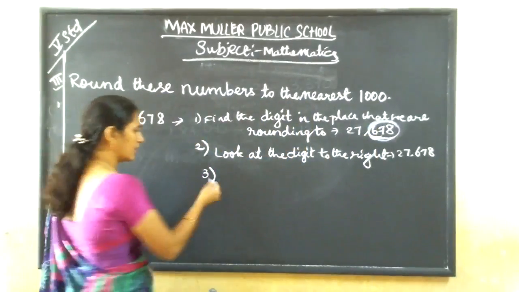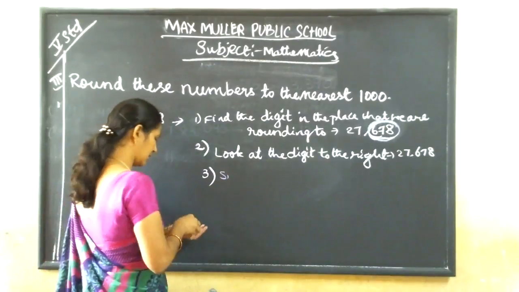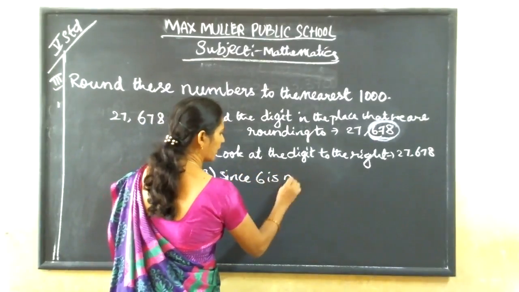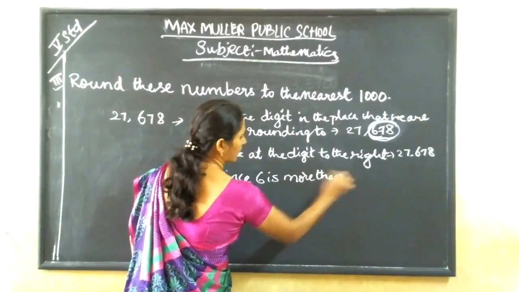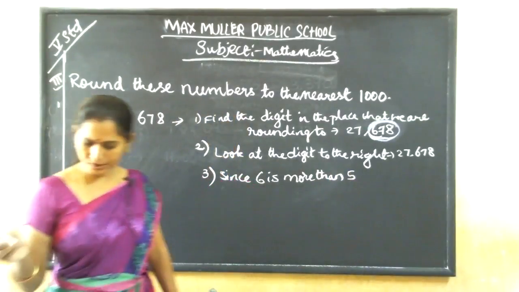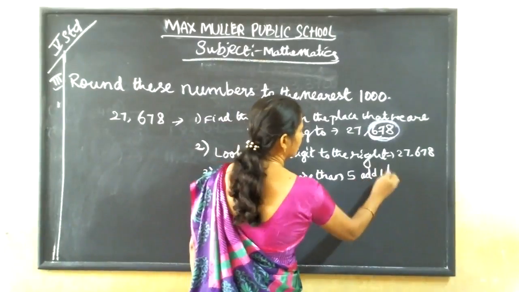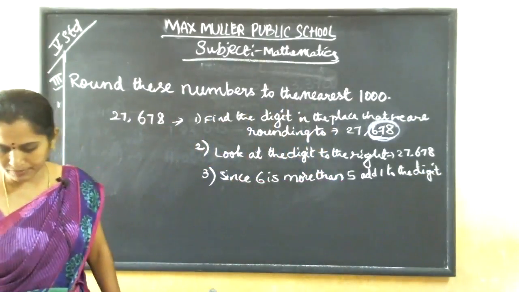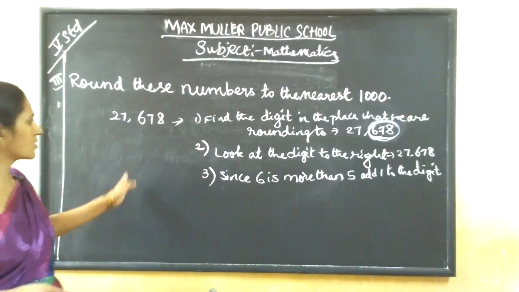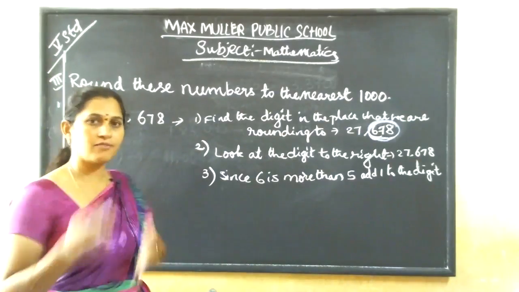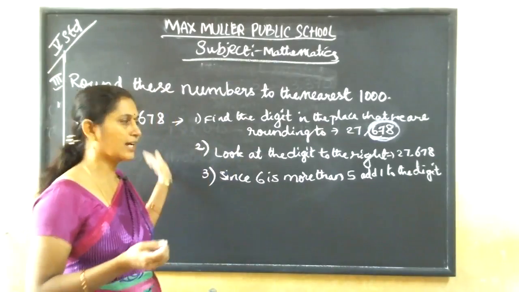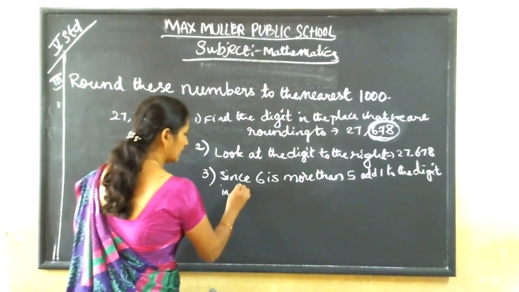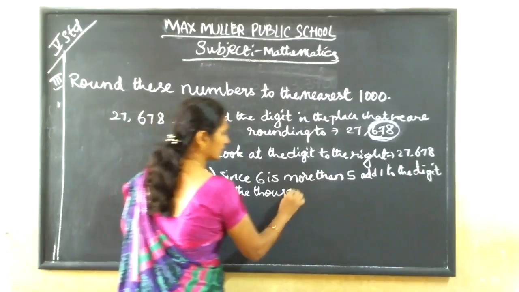Got it? Since in the textbook they have given, since 6 is more than 5, add 1 to the digit. According to the textbook, I am telling children, the shortcut method I will teach. Anyway, in the previous class also I taught you. Like this only, again we'll go. What the textbook has given as the rules of rounding, that only I am following and teaching you. Okay. Add 1 to the digit in the thousands place.